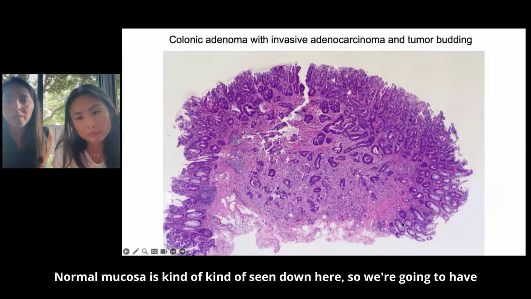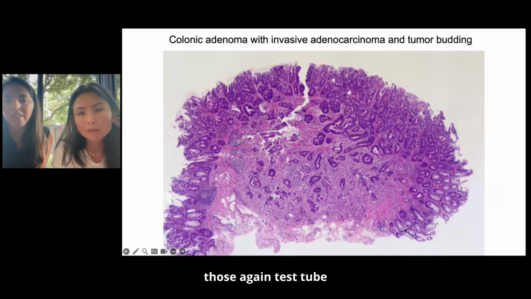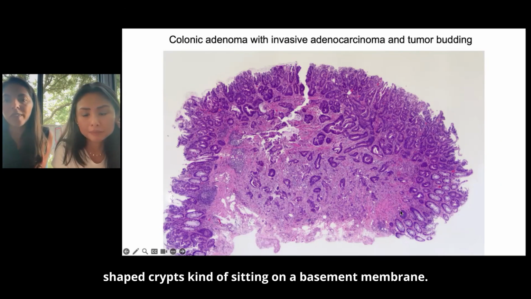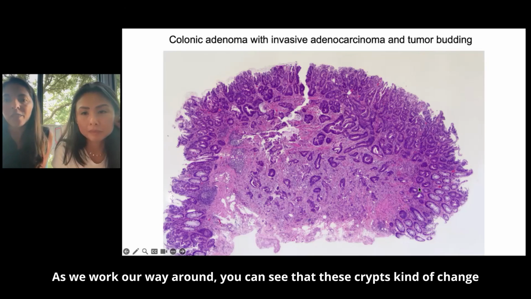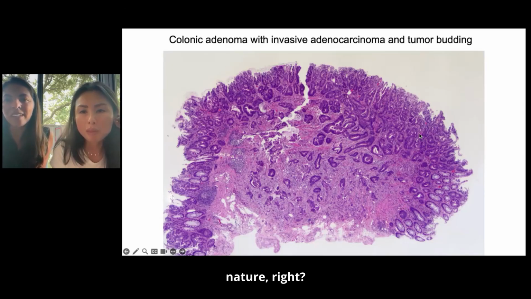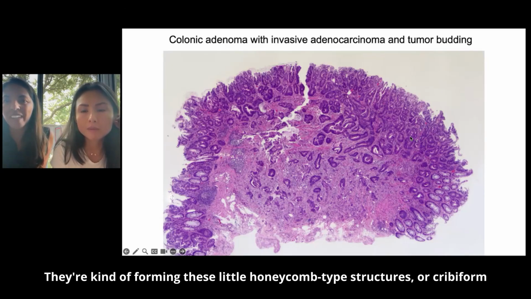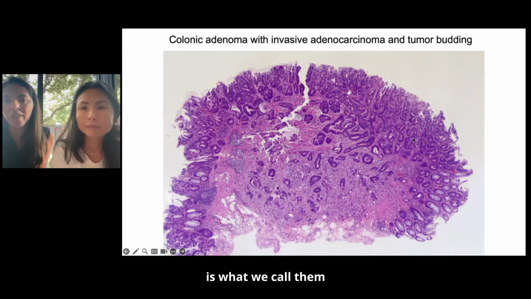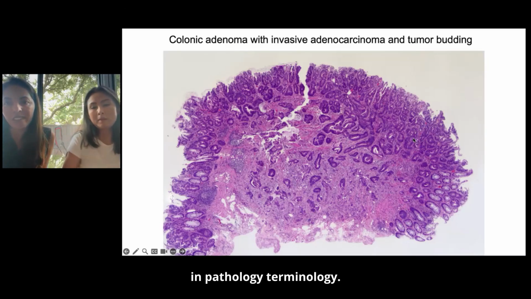Normal mucosa is kind of seen down here. So we're going to have those, again, test tube shaped crypts kind of sitting on a basement membrane. As we work our way around, you can see that these crypts kind of change nature, right? So they're no longer straight. They're kind of forming these little honeycomb type structures, or cribiform is what we call them in pathology terminology.